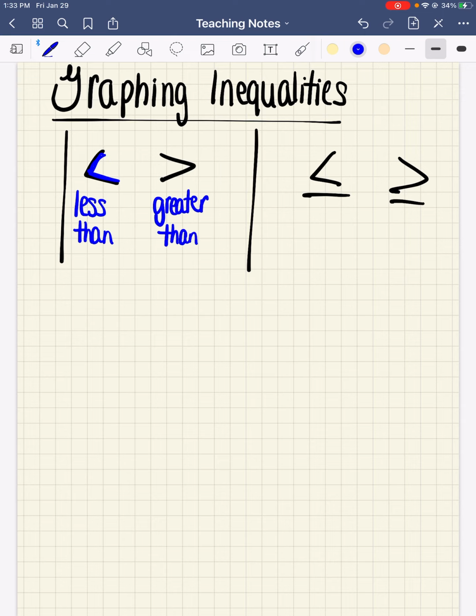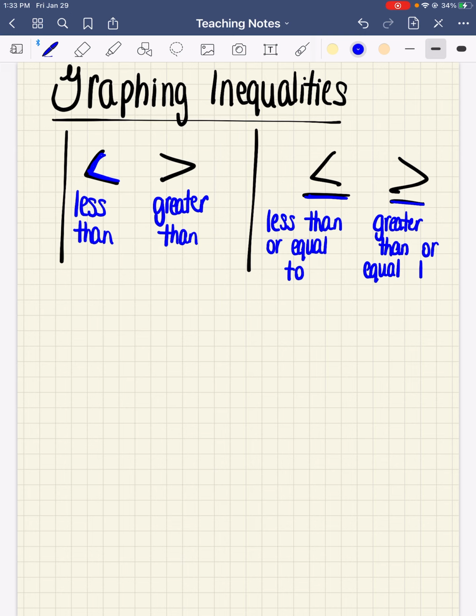I then have my symbols with the lines underneath. So this is going to be less than or equal to. And then we have greater than or equal to. These are important because they are graphed totally different from one another.